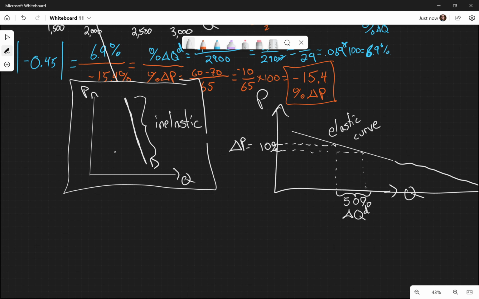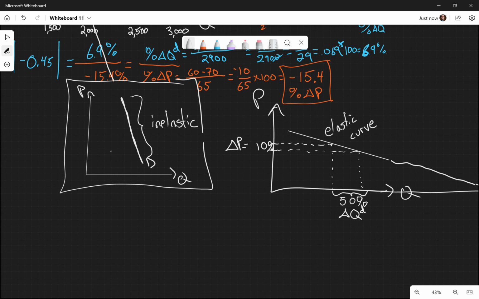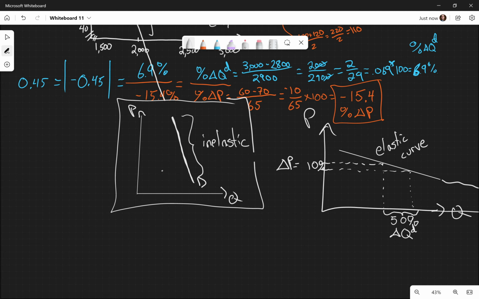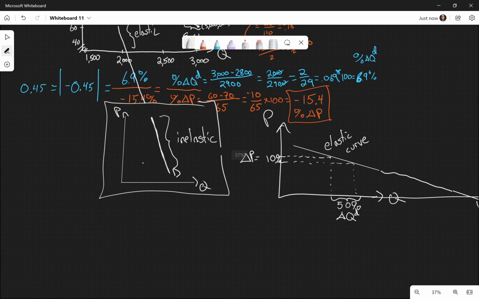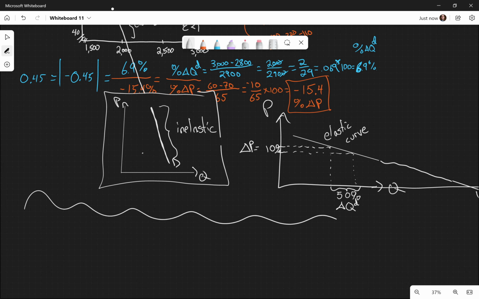All right, let's move on to price elasticity of supply. We've got a few more things to cover. So most of our questions are going to be dealing with price elasticity of demand.